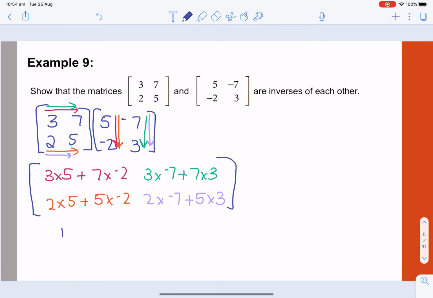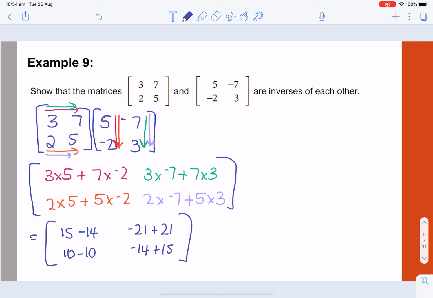So 3 times 5 is 15. 7 times negative 2 is negative 14, so we take 14. 3 times negative 7 is negative 21. 7 times 3 is plus 21. 2 times 5 is 10. 5 times negative 2 is negative 10. 2 times negative 7 is negative 14. 5 times 3 is 15. Put some equal signs here. Now we just go from there.